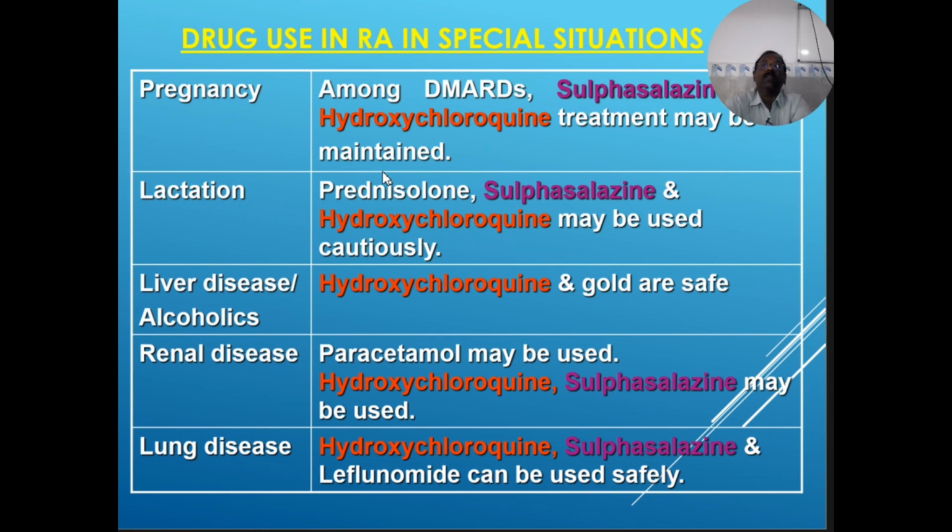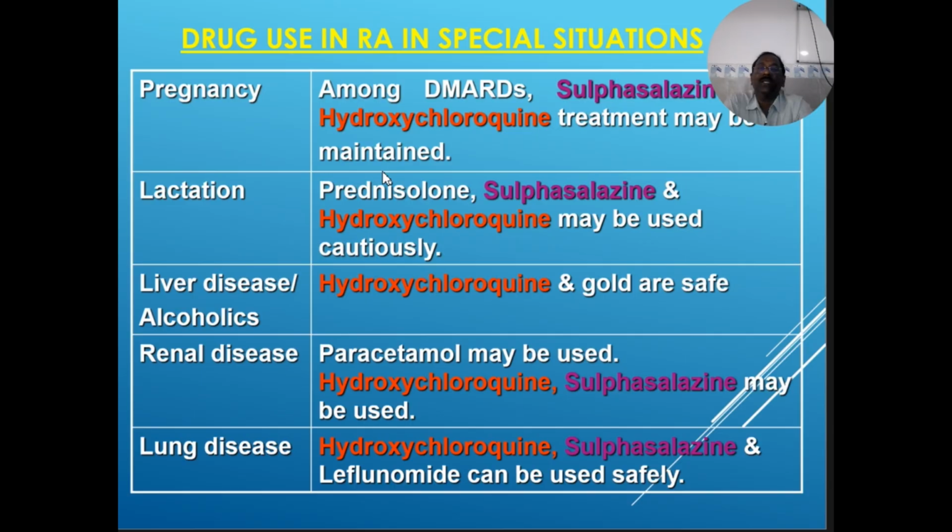Drugs used in rheumatoid arthritis in special situations. This is a very important slide. Pregnancy: among the DMARDs, sulfasalazine and hydroxychloroquine treatment may be maintained. So don't use methotrexate and leflunomide in pregnancy. Lactation: steroids you can use. You can use sulfasalazine with caution, and hydroxychloroquine you can use.